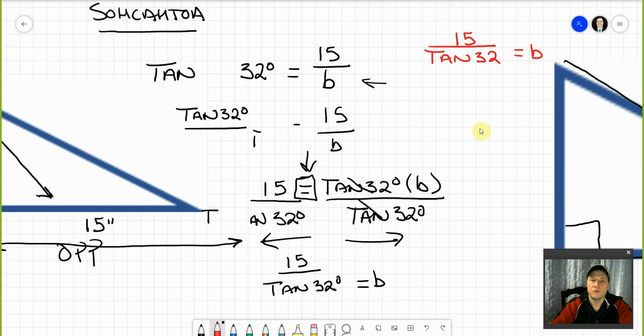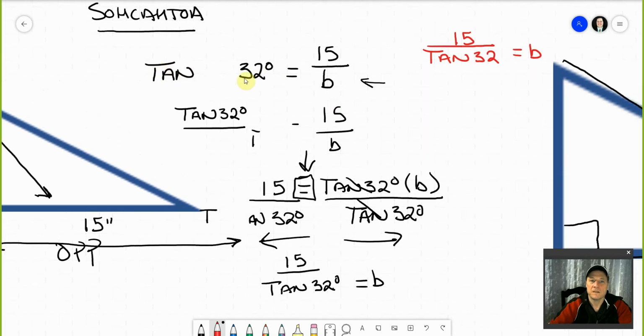So if you look here, we had tan 32 equals 15 over b, and then we started breaking down this formula. If you just simply move the 15 over here, just write it on top, and then leave b by itself, then that's how you would rewrite this formula. You get the same thing down here. See, 15 over tan 32 equals b.